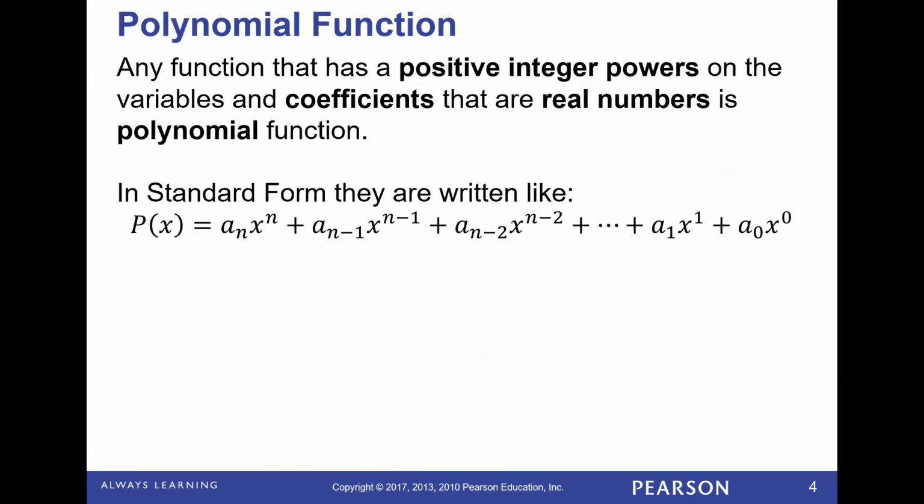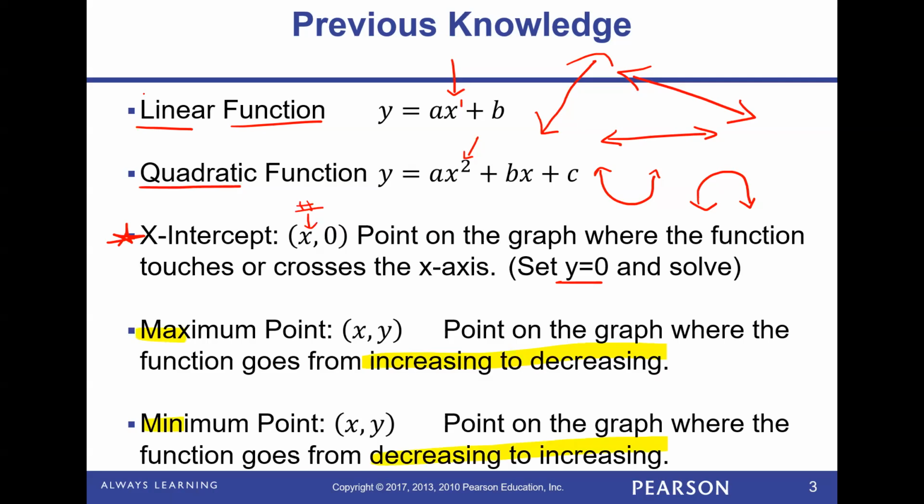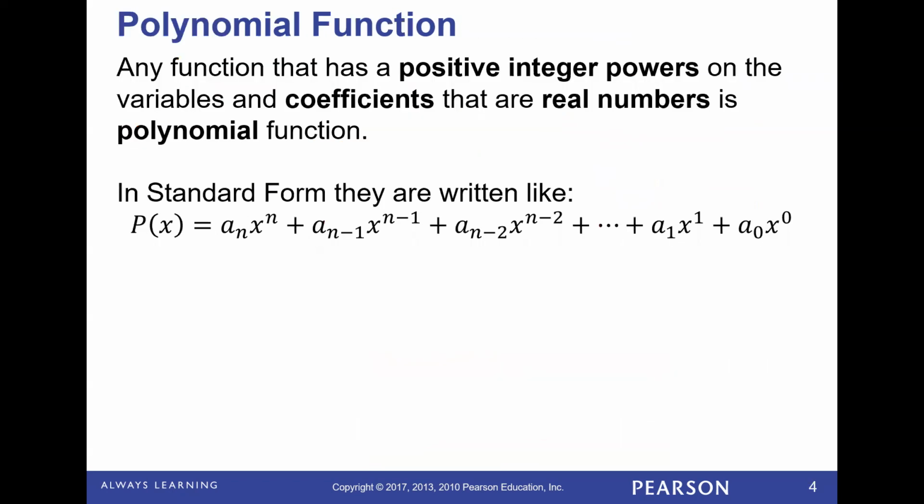So keep everything that we just did in mind, and let's talk about polynomials. Polynomials are basically any function that has a positive integer power on the variables and coefficients that are real numbers. That creates a polynomial function. Interestingly enough, the quadratic and the linear functions that we learned meet the idea of what a polynomial function is, okay? Again, the requirement is positive integer powers on the variables and coefficients that are real numbers. And the examples we were looking at for linear and quadratic were both that.